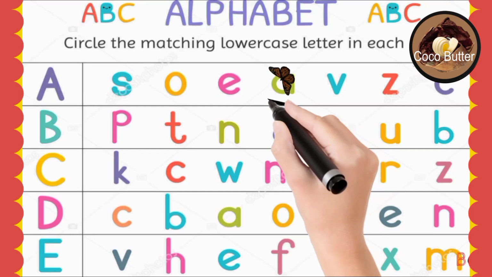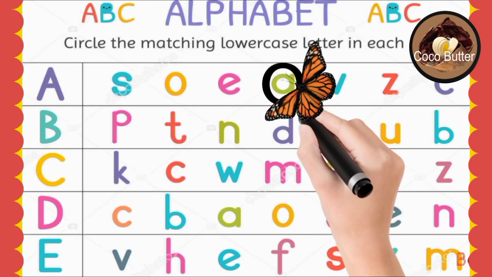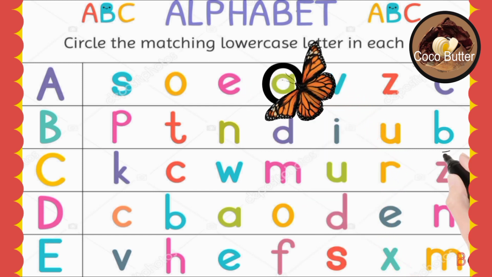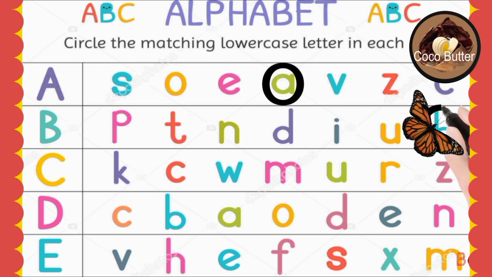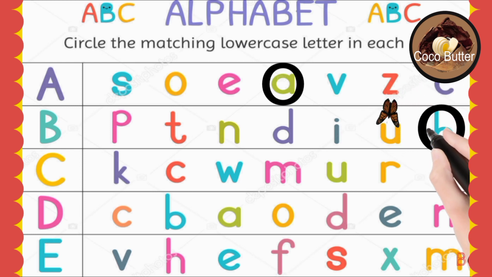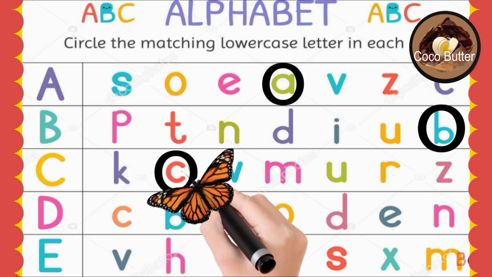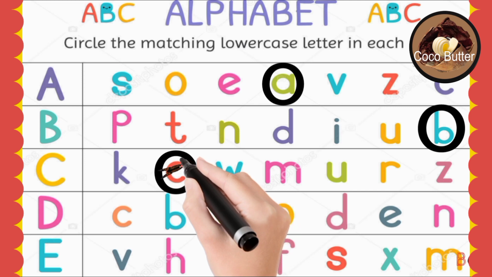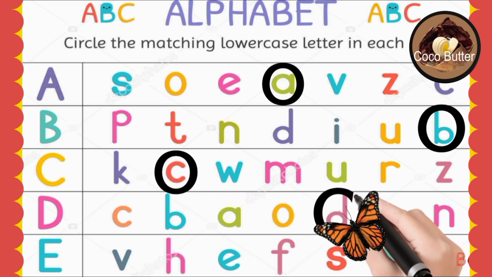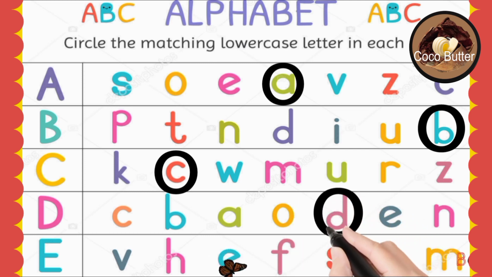Let's start. Capital A, small a. A for apple. B, capital B, small b. B for butterfly. C, capital C, small c. C for cat. Capital D, small d. D for doll.